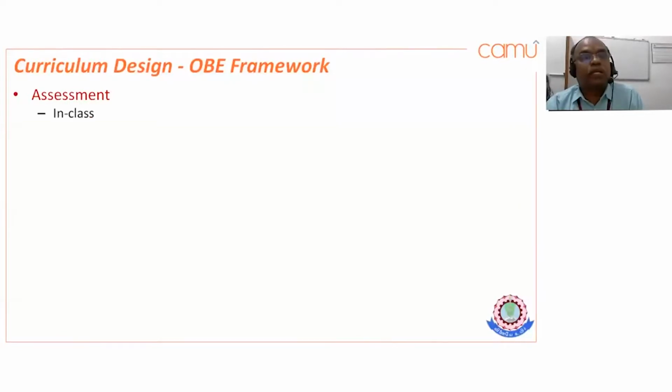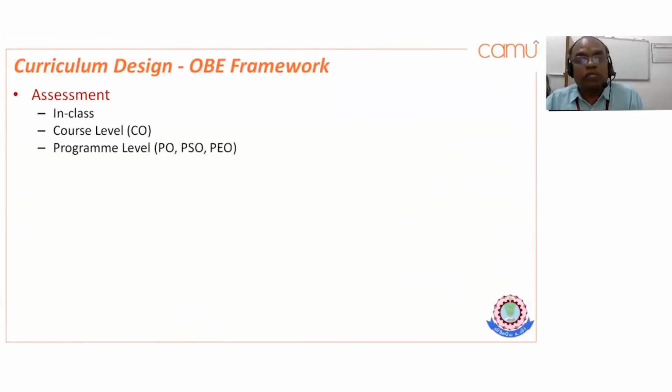Then I look at the assessment. Assessment starts in class. Sometimes it may be used for grading or it may not be for grading purposes. At the course level, I would like to measure the course outcome. Then at the program level, the program outcome, program specific outcome, and program educational objectives are to be measured. Then at the institute level, we check whether we are in the right direction, according to the vision and mission of the department as well as the institution.